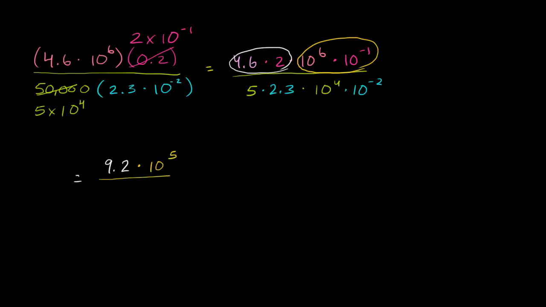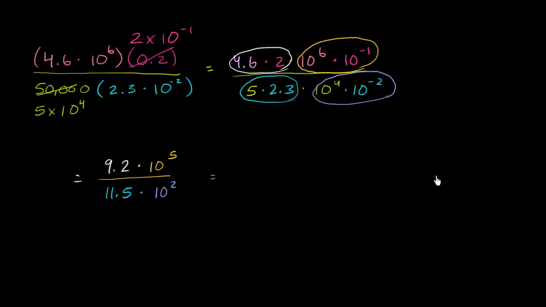And now in our denominator, let's see, 5 times 2.3. 5 times 2 is 10, 5 times 0.3 is 1.5, so it's going to be 11.5. And then if I multiply 10 to the 4th times 10 to the negative 2, that's going to be 10 to the 4 minus 2, or 10 to the 2nd power. And now I can divide these two things. So this is going to be equal to, we'll have to think about what 9.2 over 11.5 is. But actually, let me just do that right now. Get a little practice dividing decimals.